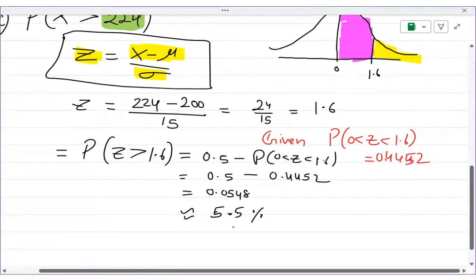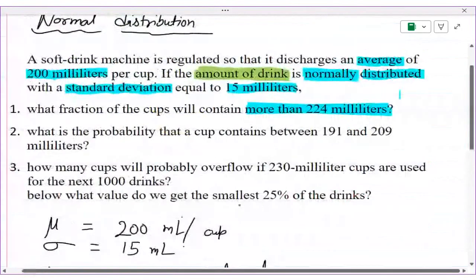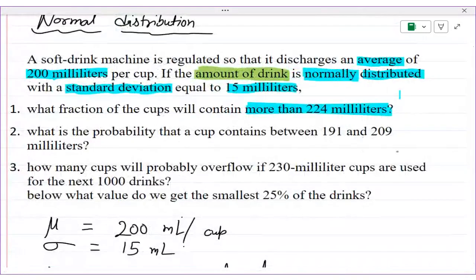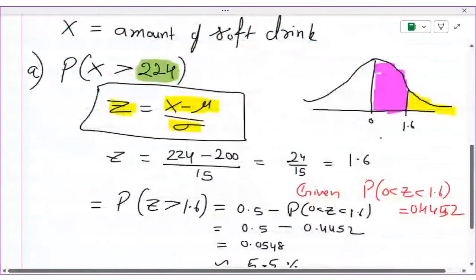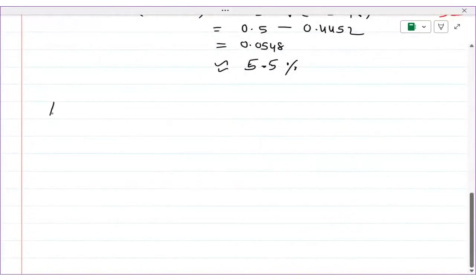Okay, so now we will move ahead. Part B. Part B is: what is the probability that a cup contains between 191 and 209 milliliters? So now we have to find the probability that this x is between 191 and 209. Students, questions on normal distributions are easy, but we have to understand what is asked in the question.